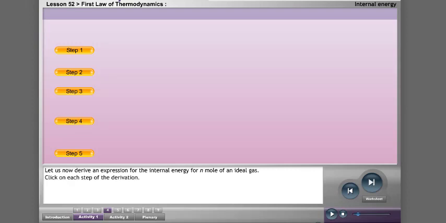Let us now derive an expression for the internal energy for n mole of an ideal gas. Click on each step of the derivation.